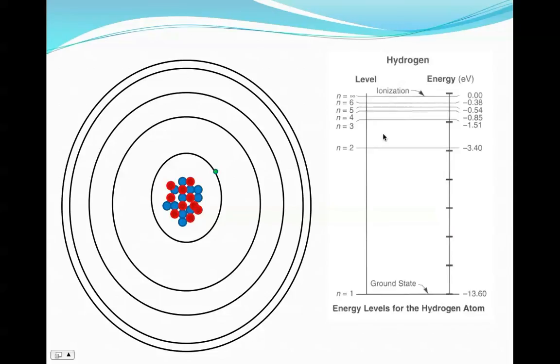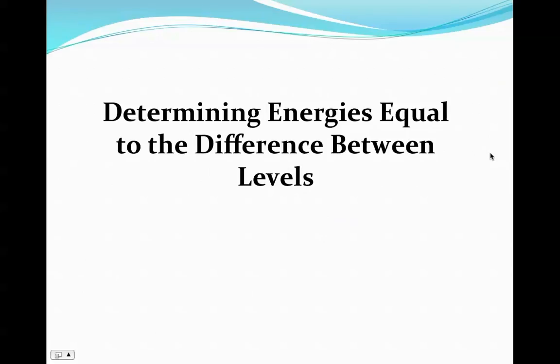We can relate them directly to specific energies. And we're going to be using this chart. It's in your honors reference table that you were given in class, that we can look at the different energy levels and relate them to specific energies and find the differences between them and do various calculations with those. So we're first going to simply determine the energies equal to the difference between the levels.